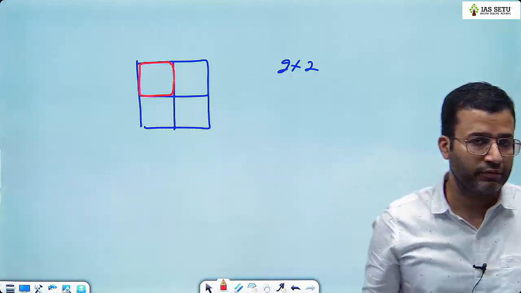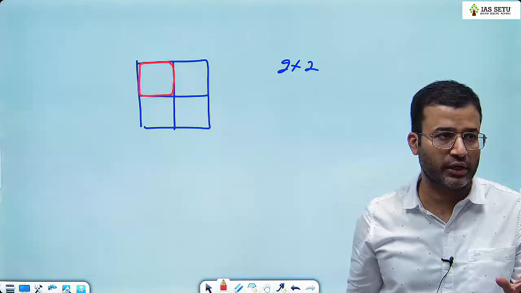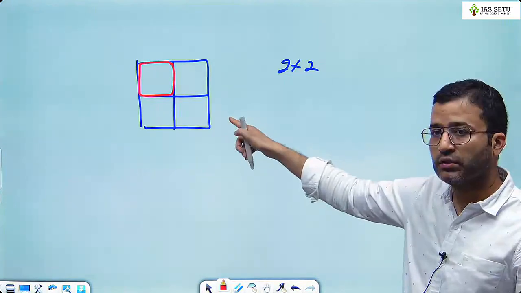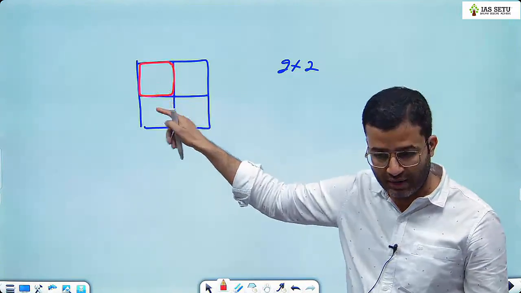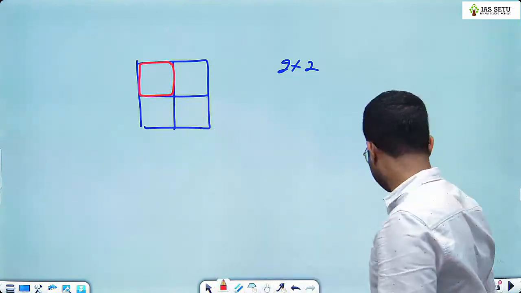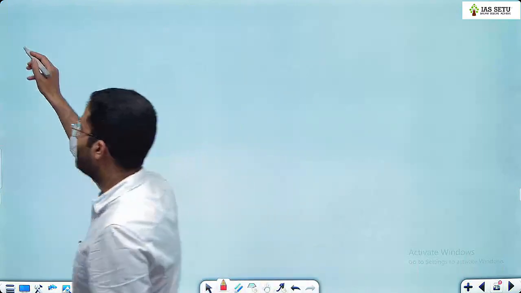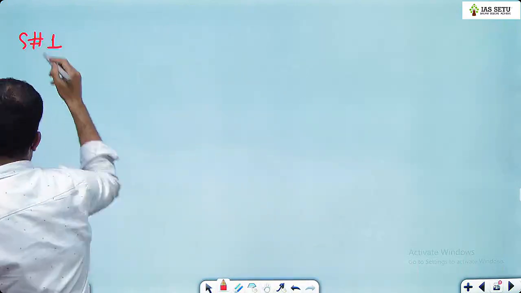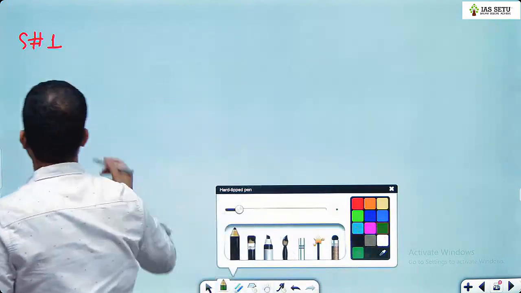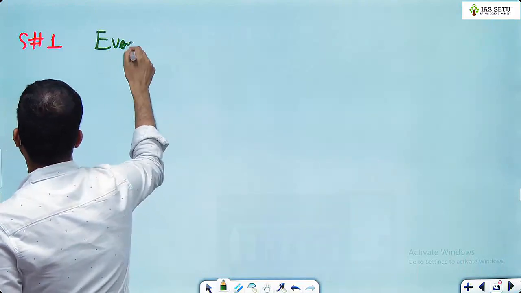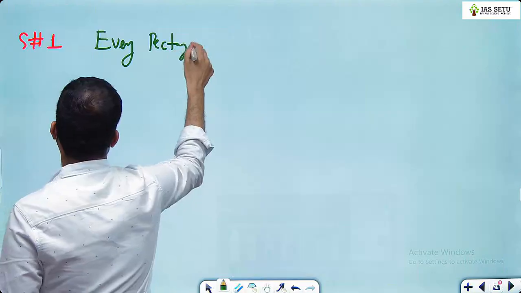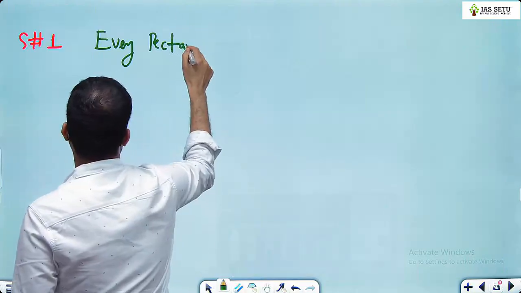See, I forgot to ask you one thing. I'm calling this a rectangle. Is this okay? No. Why? Because it is a square. Yes. I give you two statements, then you have to tell me correct or wrong. Statement number one: every rectangle is a square.